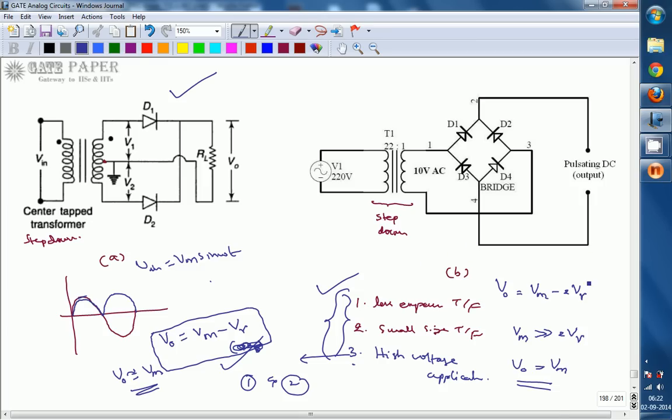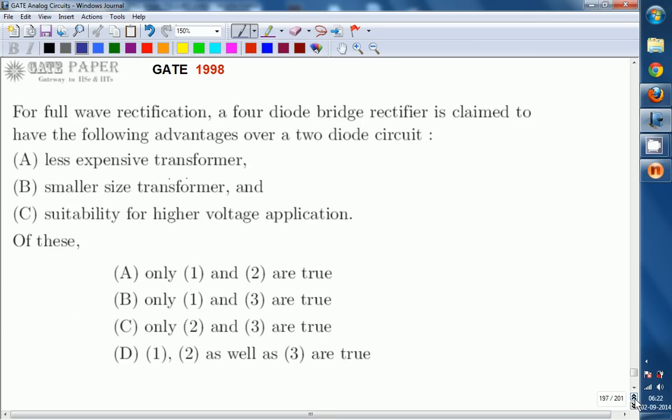So the answer is a little bit tricky, but we can go for the answer D: 1, 2 as well as 3 is also true. All 3 are suitable. The right answer for this question is D, and if possible A is also a right answer. D is going to be the right answer in our case.